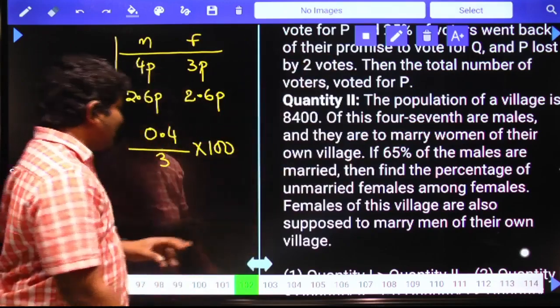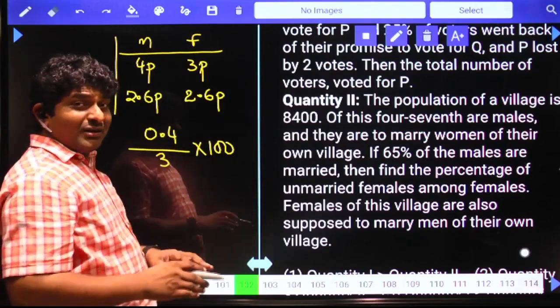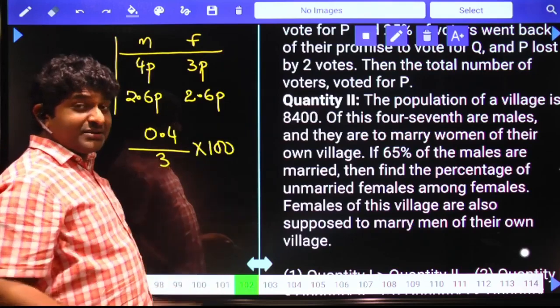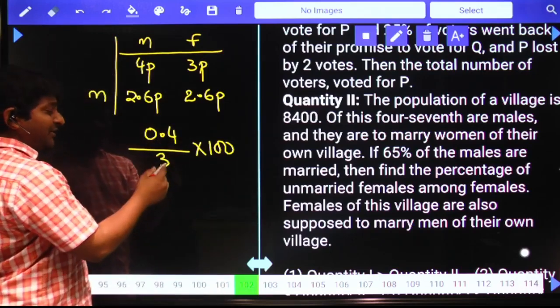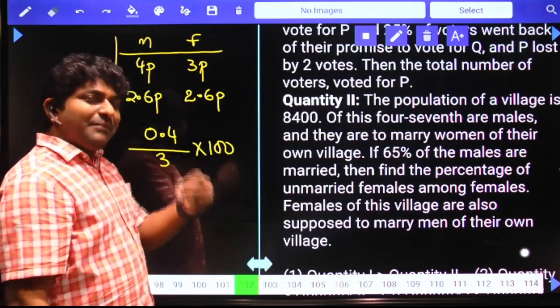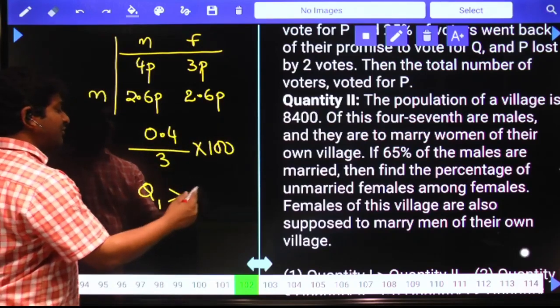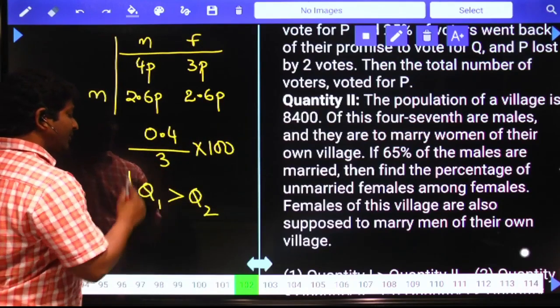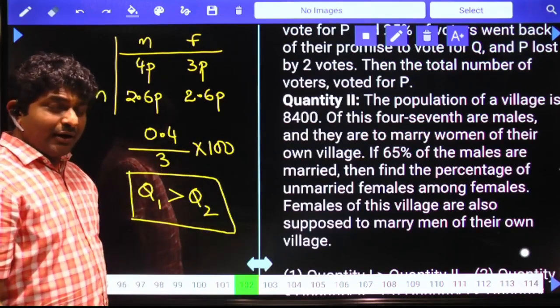ఇదే మనకు కావాల్సింది. 0.4/3 అనేది డెఫినెట్ గా 40 కాదు, 30 కూడా కాదు, 25% కూడా కాదు. సో డెఫినెట్లీ ఇట్ ఈస్ 0.4/3, in the sense somewhere around a little bit more than 10%. Hence we can conclude Q1 is much more than Q2. That's what we can conclude. I hope you understand this.